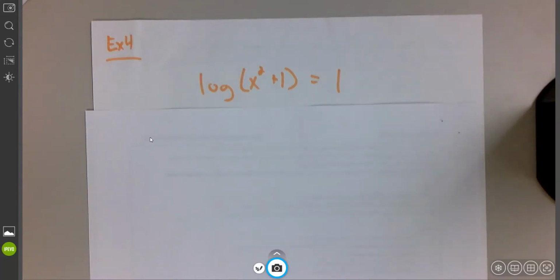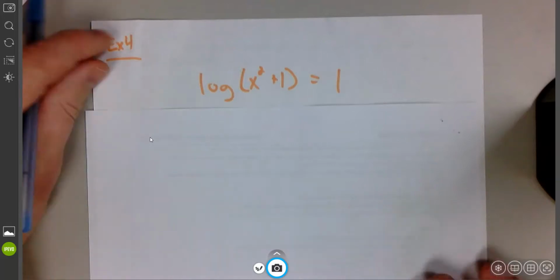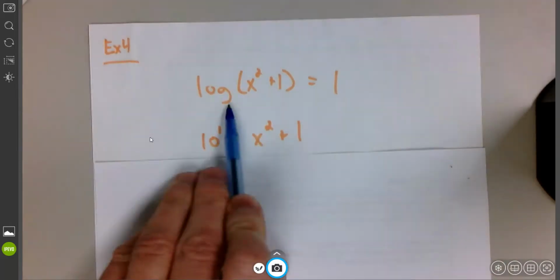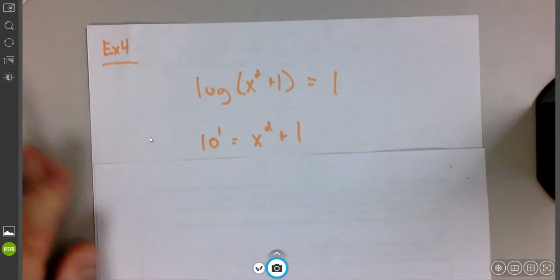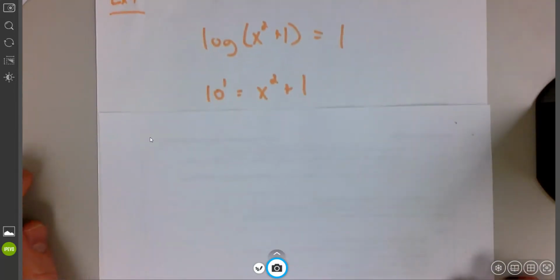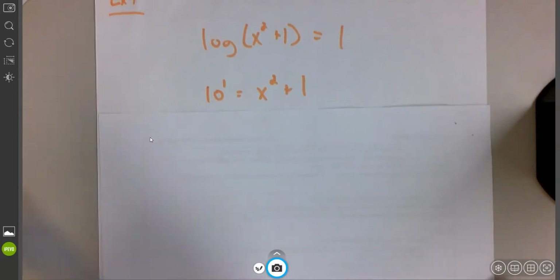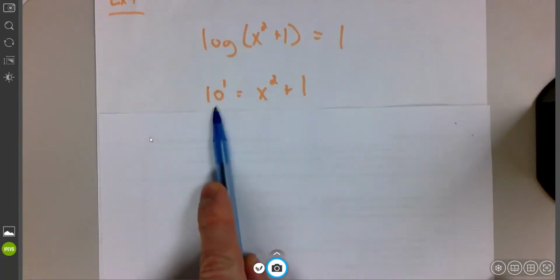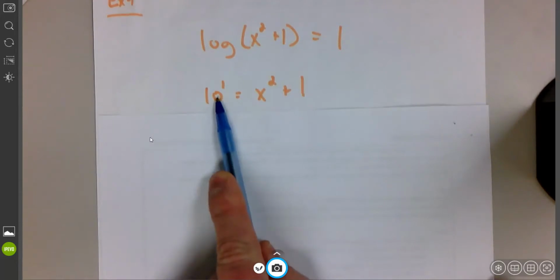I'm going to translate. It's a logarithm, so I'm going to write it as an exponential. 10 to the first power equals that thing. Now we can solve this guy. I don't need to factor in this case. This would be like the square root property. I'm just going to subtract 1 to the other side and then take a square root, right?